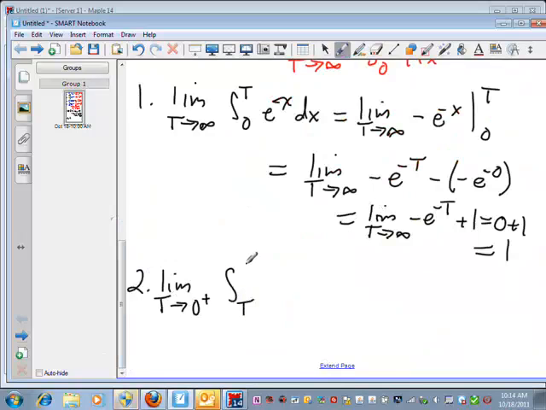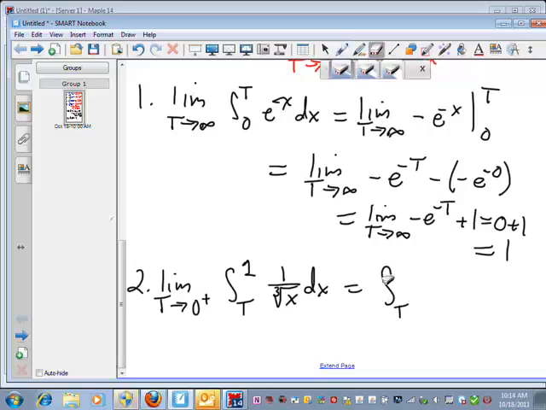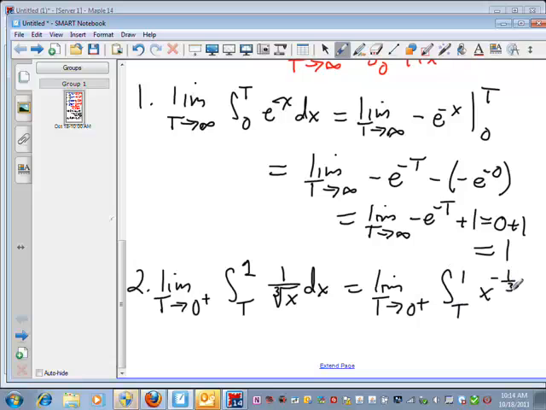The integral from t to 1 of 1 over the third root of x dx is equal to the limit as t tends to 0 from the right of the integral from t to 1 of x to the negative 1/3. And then it's power rule time.